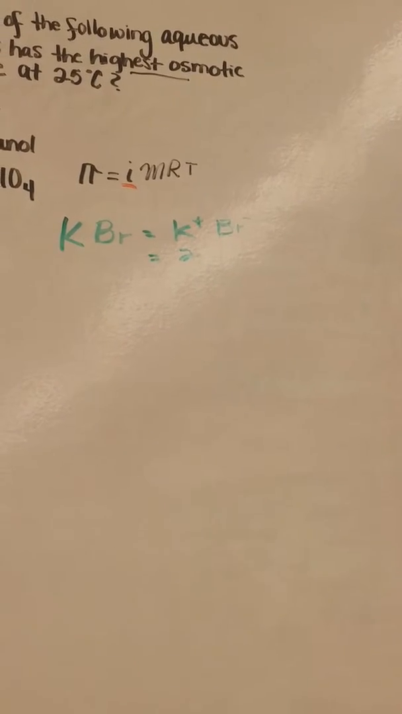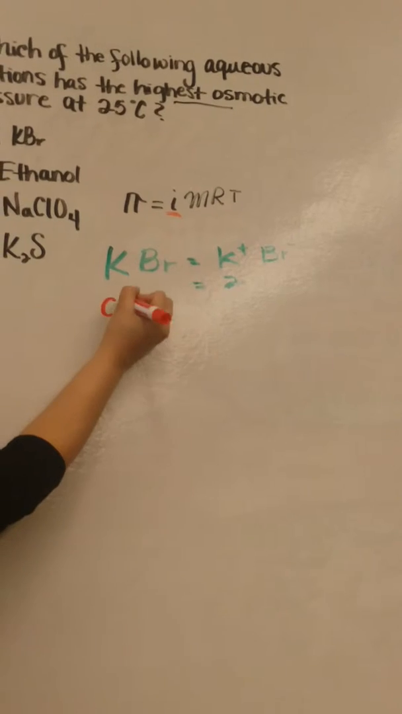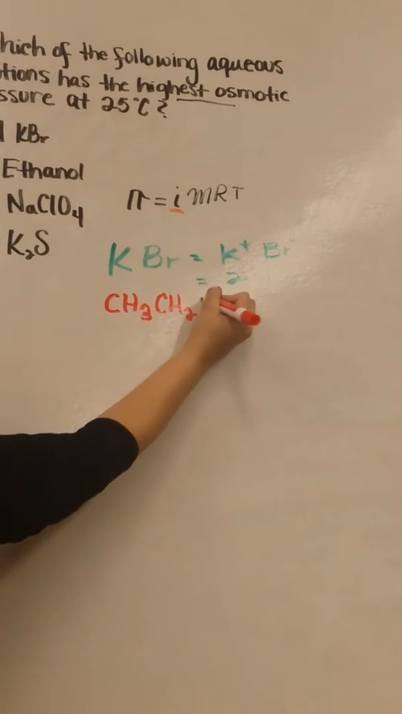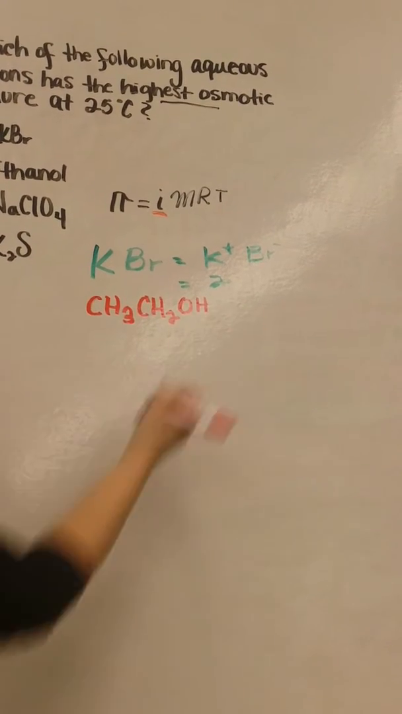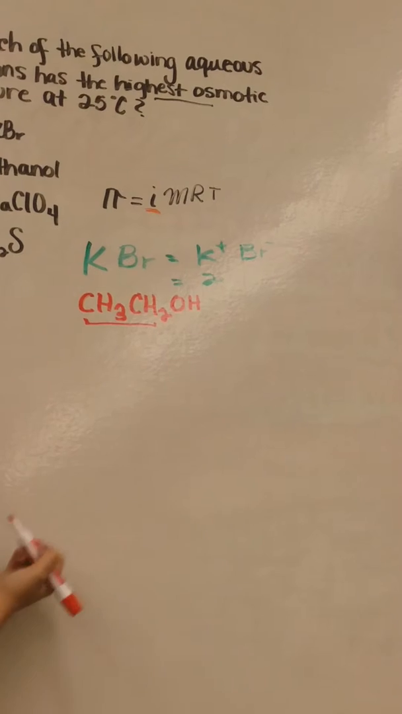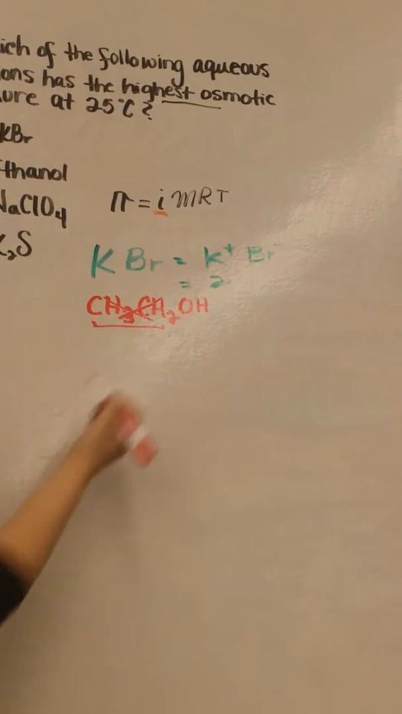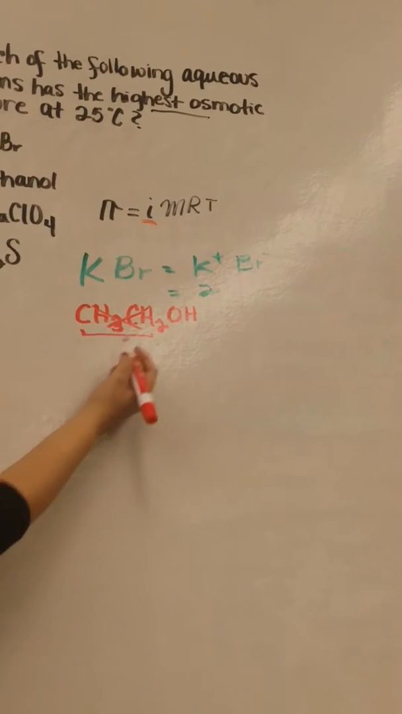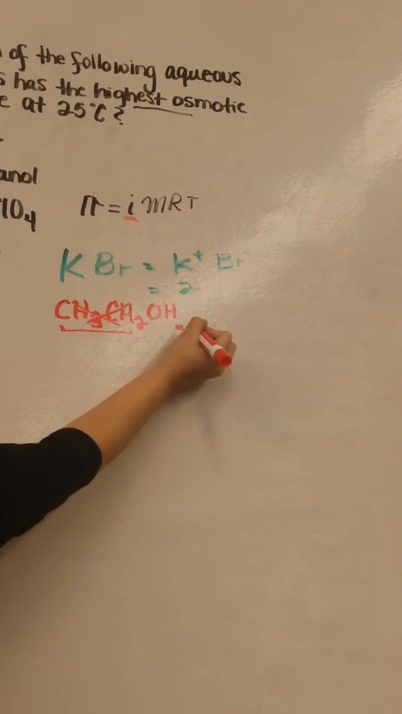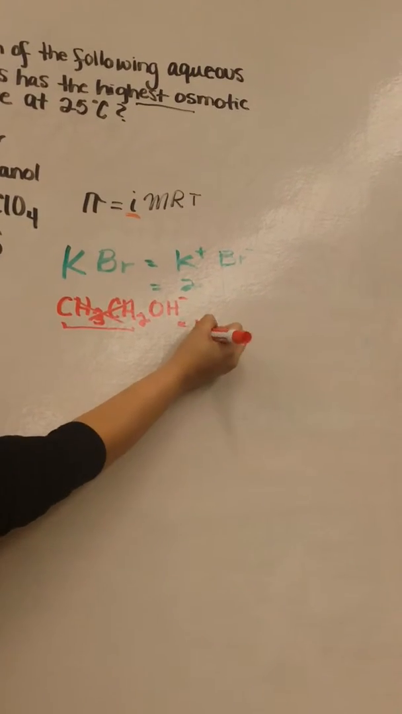Now we have ethanol. So ethanol is CH3CH2OH. We see that there is no ionic bonding here. It's just covalent, so that these two don't have a charge. But OH, we know as hydroxide, so it does have a -1 charge. So the complete ions for this would just be 1.